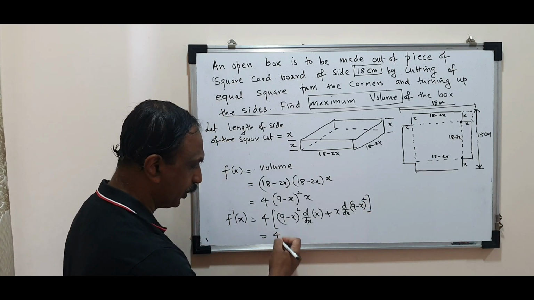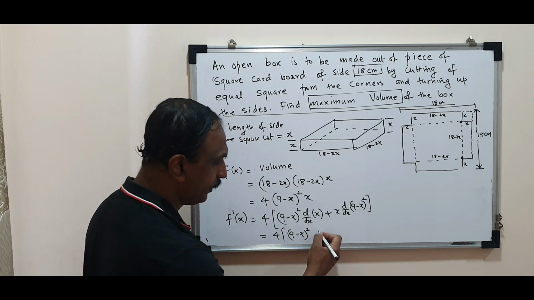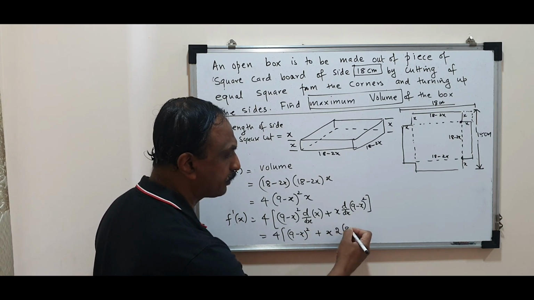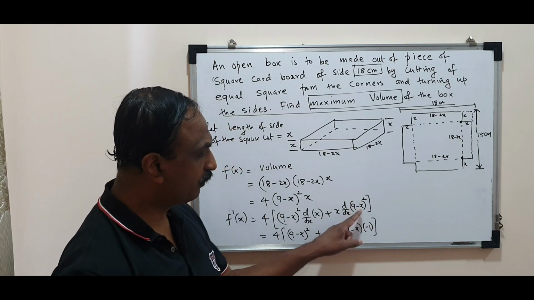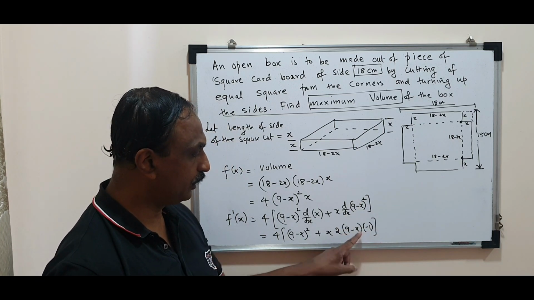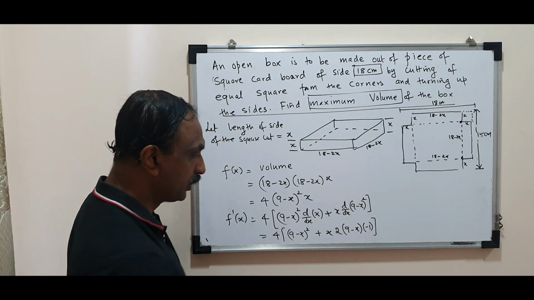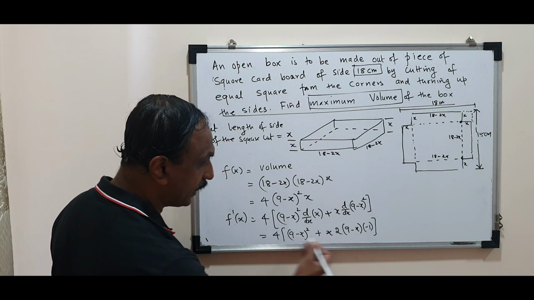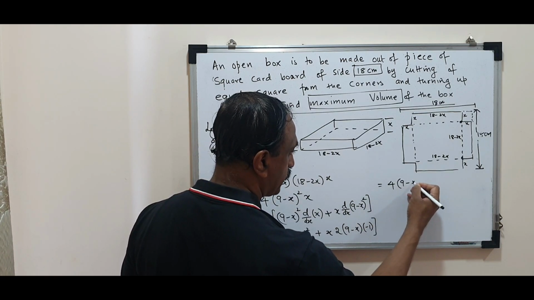So that became 4 into (9 minus x) the whole square into the derivative of x, which is 1, plus x into 2 times (9 minus x) into the derivative of minus x. The derivative of (9 minus x) whole square is 2 into (9 minus x) into the derivative of (9 minus x), that becomes minus. So what is the benefit of doing it this way is, I can take 9 minus x common. So 4 into (9 minus x) became common.